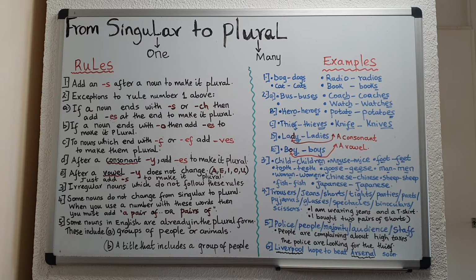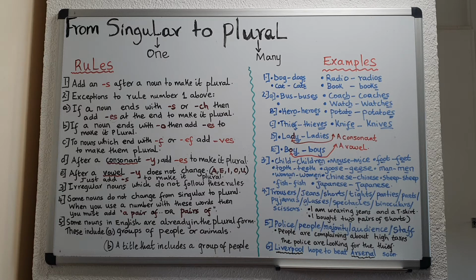Let's move on to rule number 2B. If a noun ends with O, then add ES to make it plural. Let us look at some examples. 2B on the right. Hero. Okay, it ends with O. That word, hero, ends with O. To make it plural, we add ES and it becomes heroes.